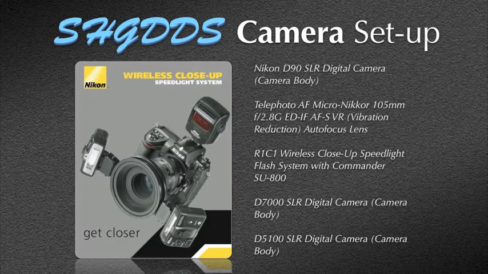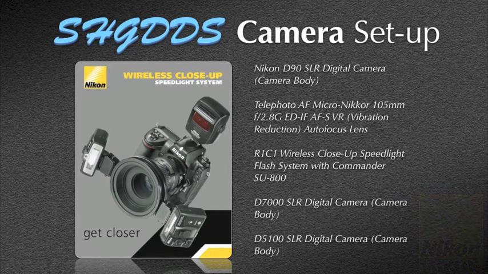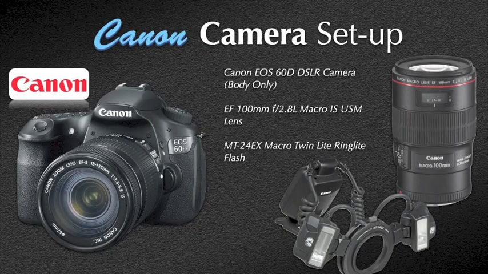Here's the camera setup that I'm currently using. I am a Nikon user. I have two camera bodies, a D90 and I also have a D200. Both have been discontinued by Nikon, but they still work perfectly well. I have the micro 105mm f/2.8 lens, and I'm using the R1C1 flash system. If you're a Canon user, there's comparable gear that's just as good. Remember, the cameras are just tools, and if you know how to set them up and use them well, they will both, Canon and Nikon, take absolutely wonderful images.